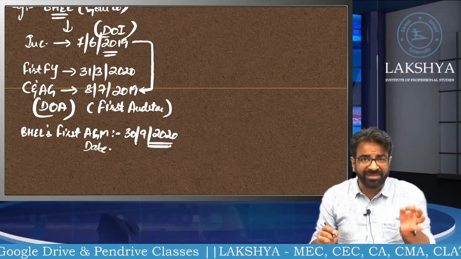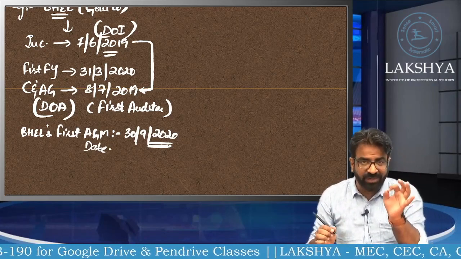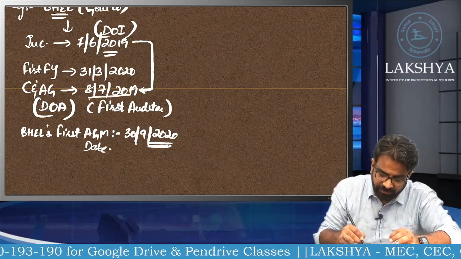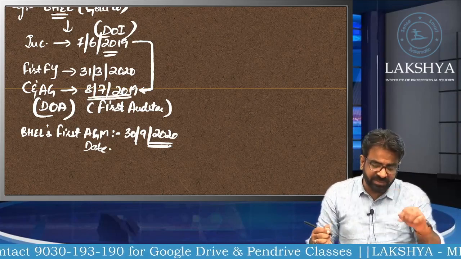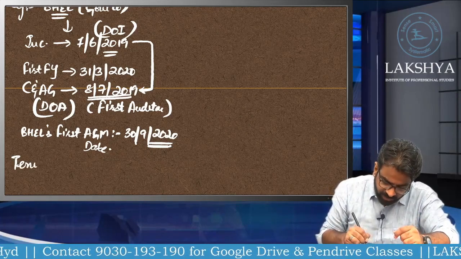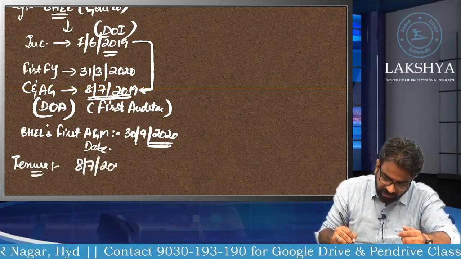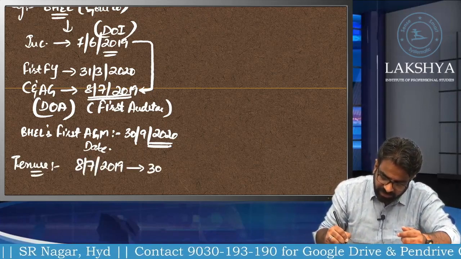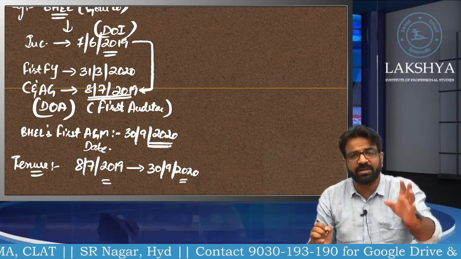Now, when was this auditor appointed? The auditor was appointed on 8th July 2019. Right or not? And when was the first AGM conducted? The first AGM was conducted on 30th September 2020. So tell me, what is the tenure? The tenure will be simple: from 8th July 2019 to 30th September 2020. I hope everyone is crystal clear with the concept.